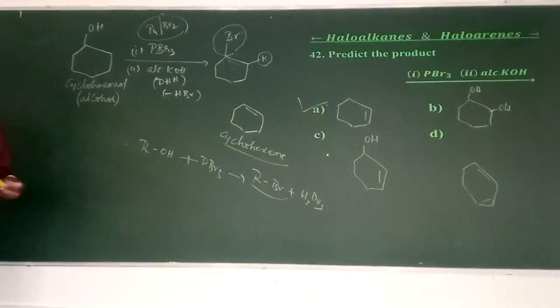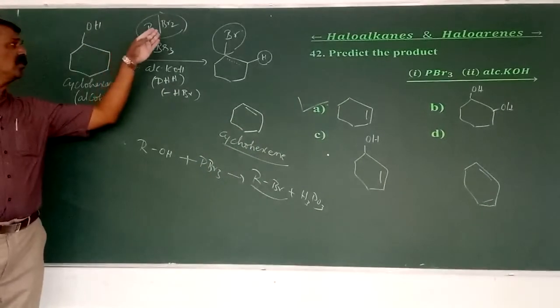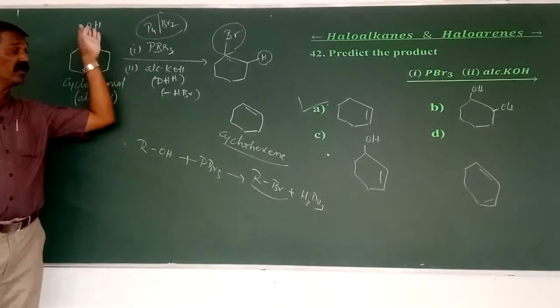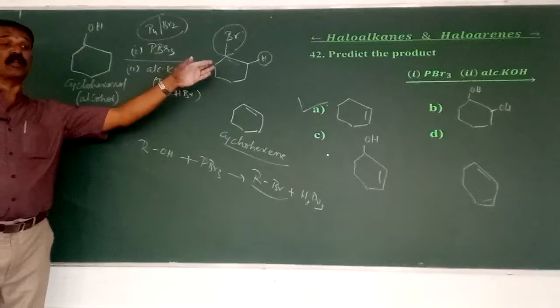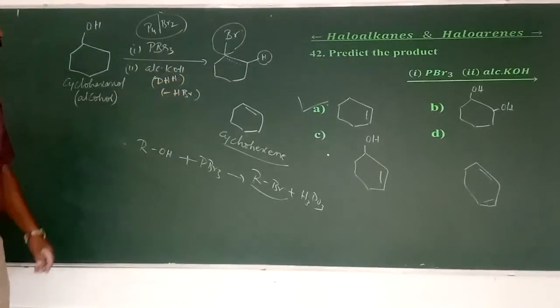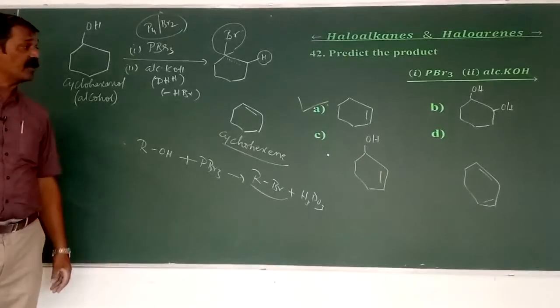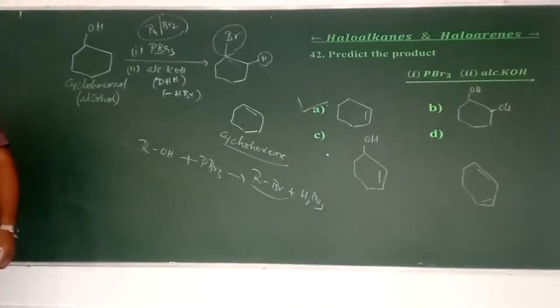Hence the product is going to be the answer to 42. 42 is A. First, it undergoes nucleophilic substitution with PBr3 with respect to the alcohol to form the respective bromocyclohexane. This on DHH using alcoholic KOH forms the respective cyclohexene. 42 is in the form of A. Let's have the 43 now.